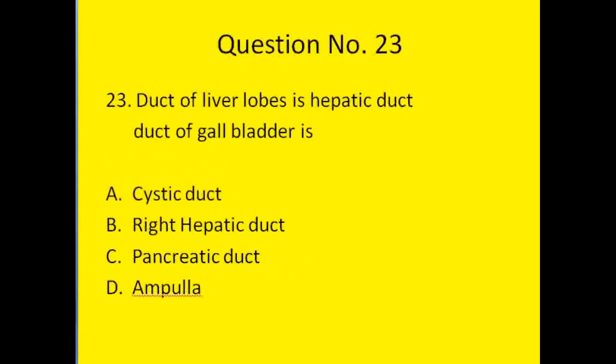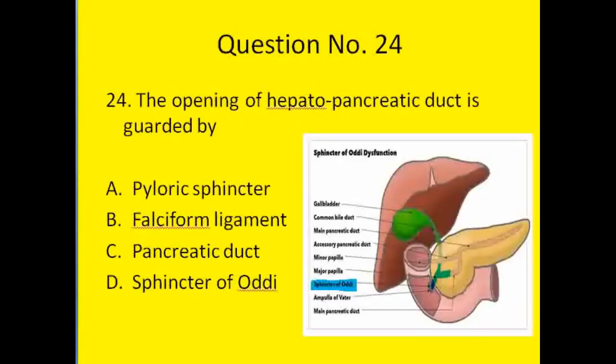Question number 23. Duct of liver lobes is hepatic duct and duct of gallbladder is called: option A, cystic duct, B, right hepatic duct, C, pancreatic duct, D, ampulla. When we take the cystic duct, this is the correct option because they have given the duct of gallbladder. The right hepatic duct will be present in the hepatic duct itself. From the pancreas we get the pancreatic duct. Ampulla is in no way concerned with this. So the correct option is A, the cystic duct. Is it clear?